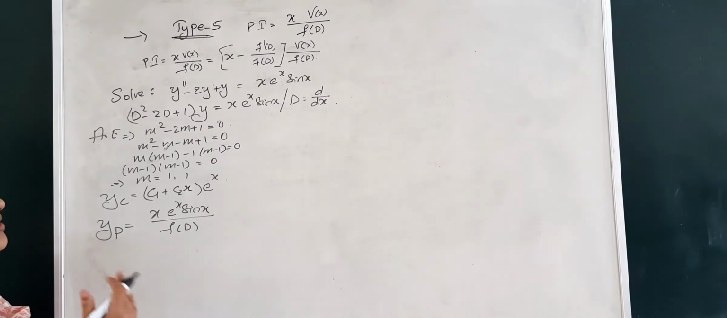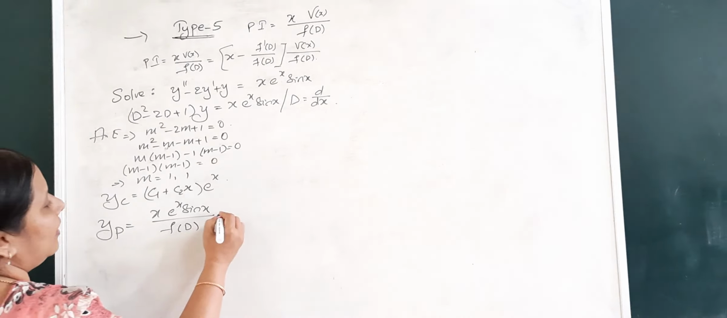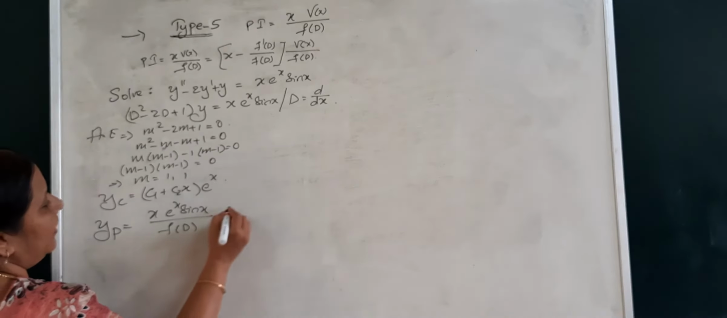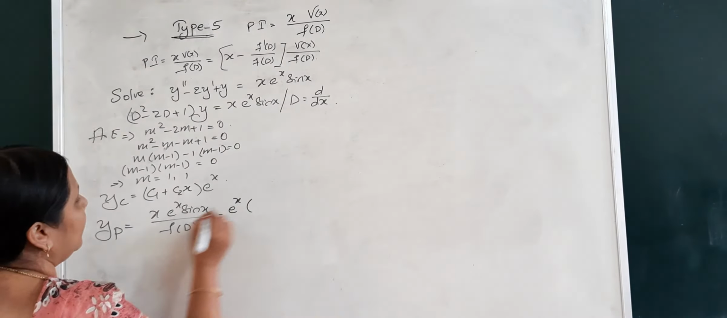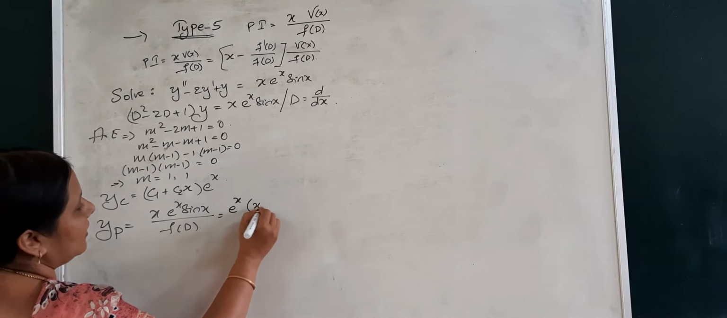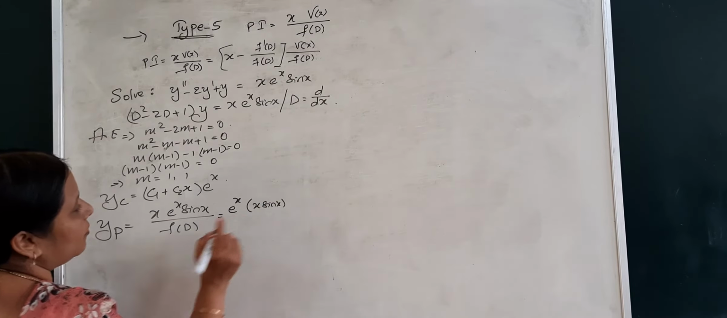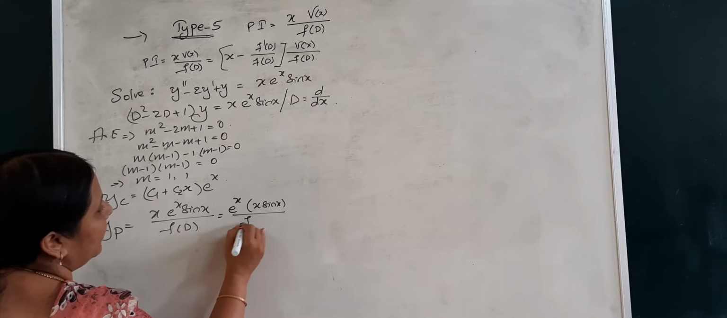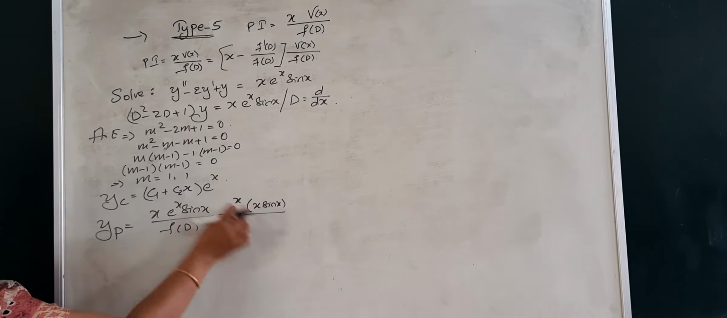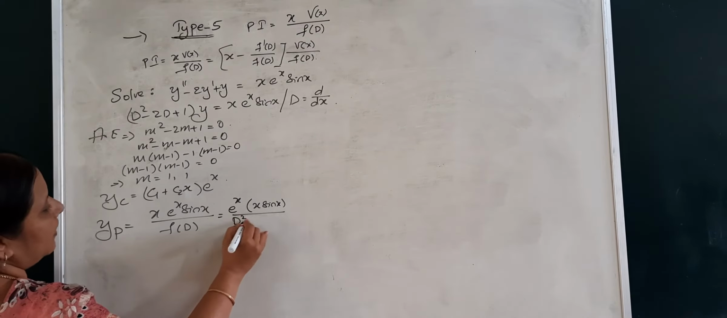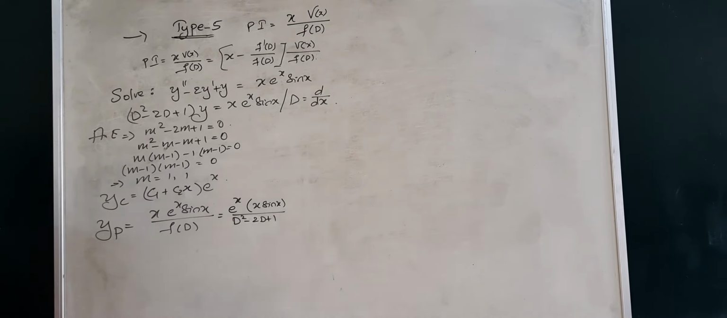See, I am slowly trying to merge the types. You can observe that. Now I will rearrange this. e power x will be written first, and I will group the product of the other two, that is x sin x, and treat it as one function divided by f of D. And what is my f of D, guys? f of D from the given question is D square minus 2D plus 1.